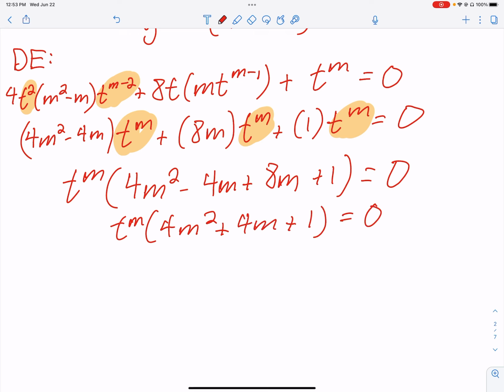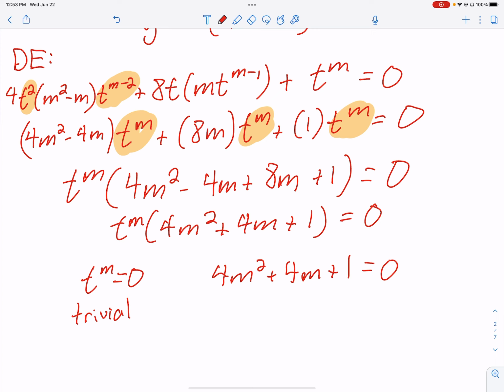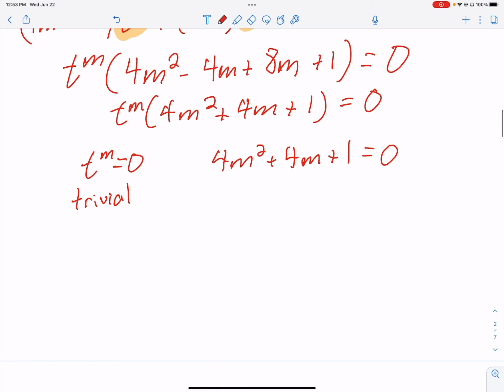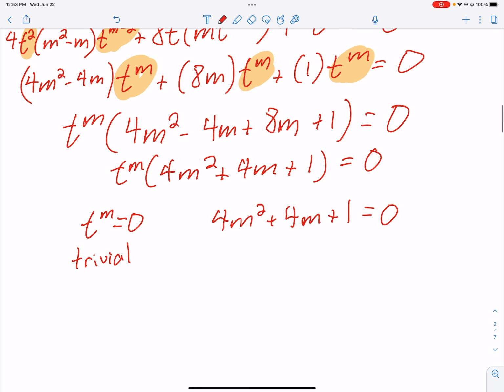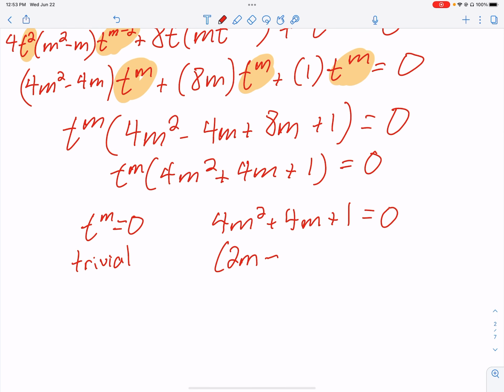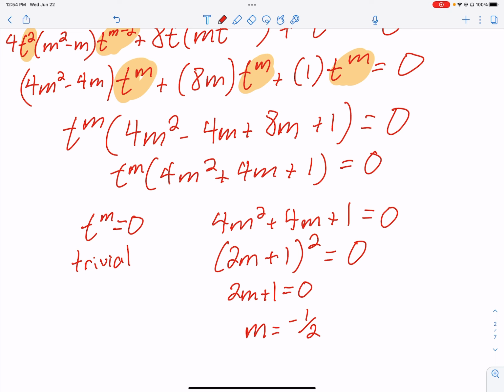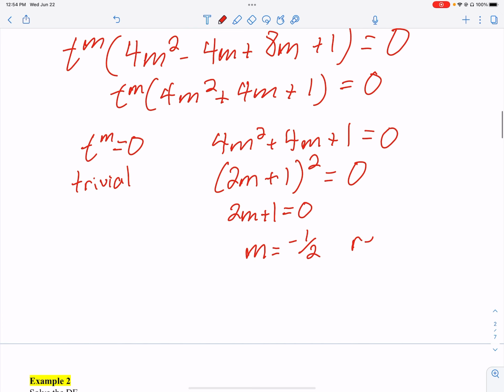Now this is where that trivial solution thing comes in. t to the m equals 0. This is trivial. And then we also have 4m squared plus 4m plus 1, and we solve this now. That factors. I'm not going to spend our video time doing algebra, but this quadratic factors: 2m plus 1 squared equals 0. If I solve this now, I take 2m plus 1, I set it equal to 0, now I solve for m. We get negative 1/2. This is a repeated root.